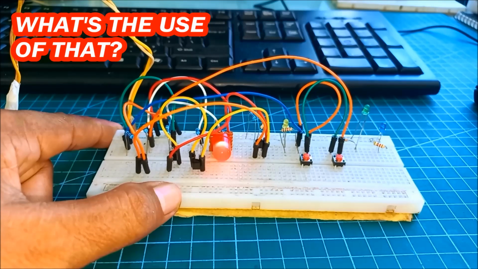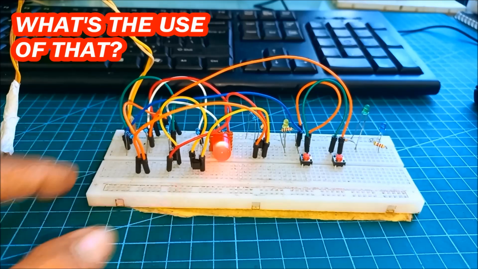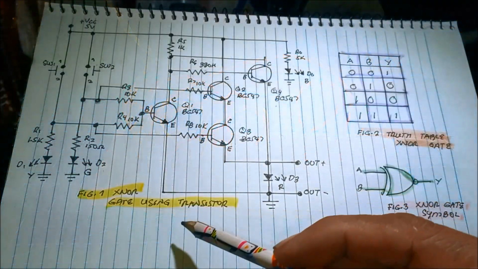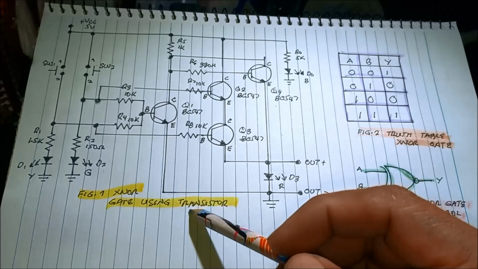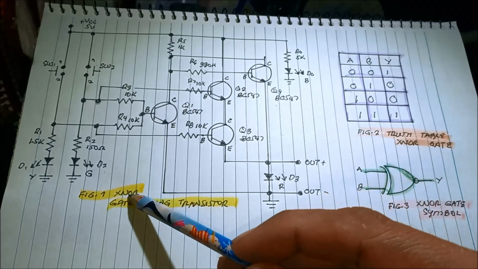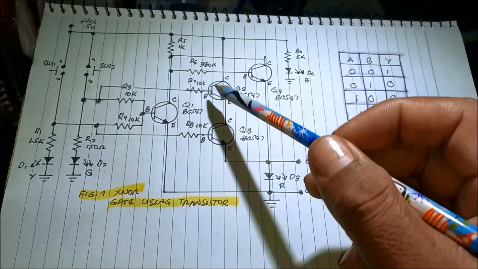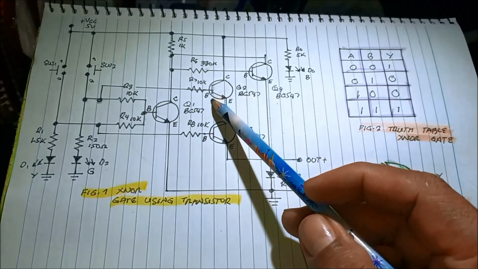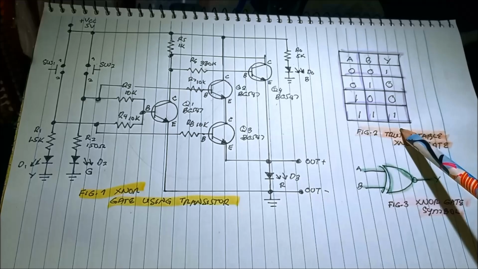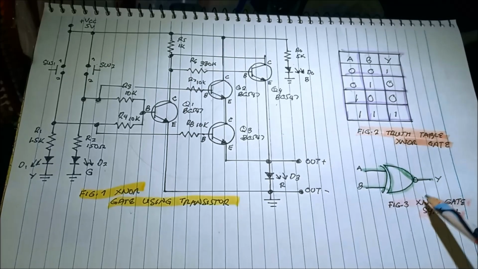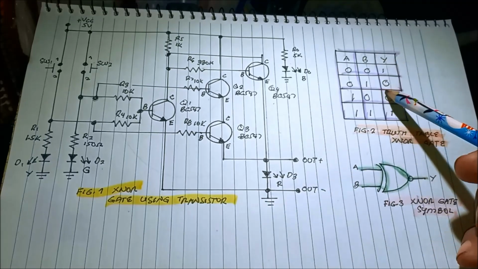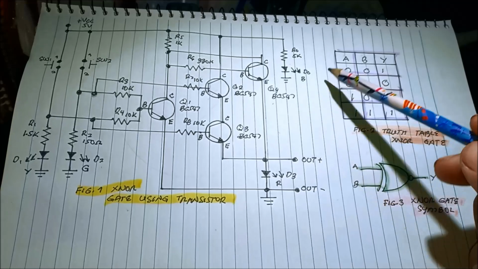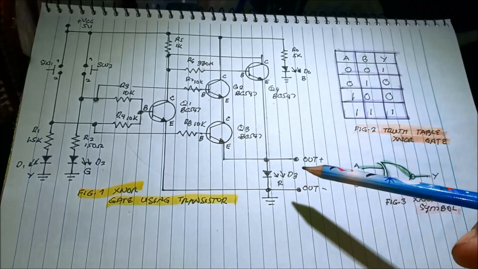Ay, ano nga ang gamit niyan? This XNOR gate is used for switching application, and we are using transistor to make the XNOR gate. We have the circuit diagram, the schematic, the truth table, and the electronic symbol for the XNOR gate. And then we use this truth table to know the condition of the circuit.